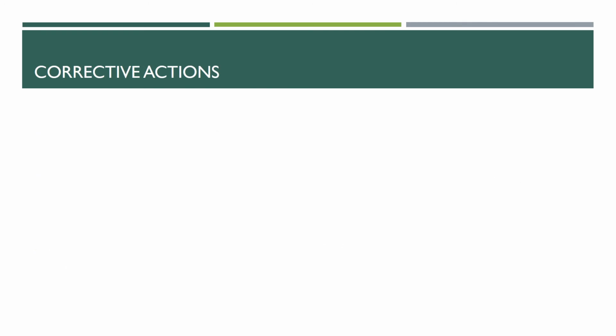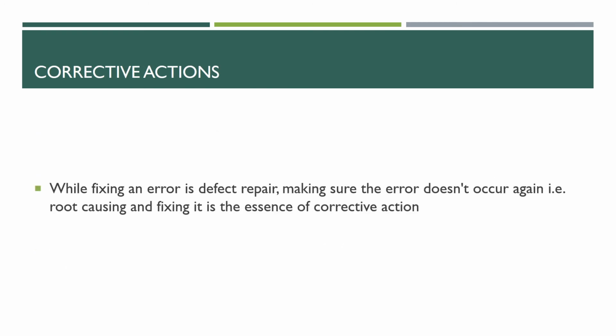And the third point was corrective actions. And corrective actions, let's carry over the example that we took in defect repair, right? While fixing an error in a piece of code is defect repair, making sure the error doesn't occur again, that is also known as root causing and fixing it. That is the essence of corrective action.